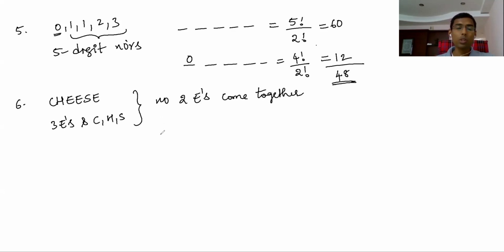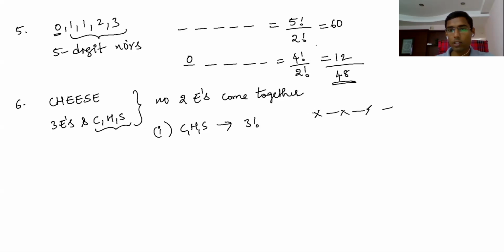No two E's come together. E's should not come together. That means they must be arranged between the other letters. So now, C, H, S: you arrange the C, H, S. How many ways can you arrange C, H, S? 3 factorial ways you can arrange them like this.